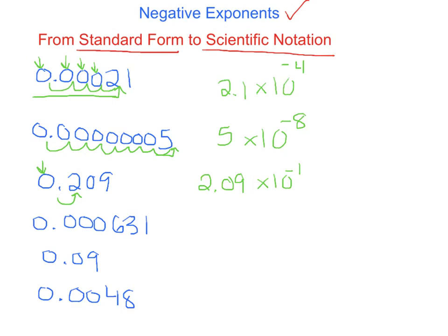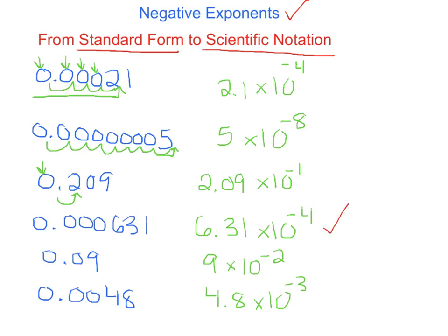Here are the last 3 examples. Why don't you write them down, pause the video, and try them on your own. Check your answers. You should have 6.31 times 10 to the power of -4, 9 times 10 to the power of -2, and 4.8 times 10 to the power of -3.